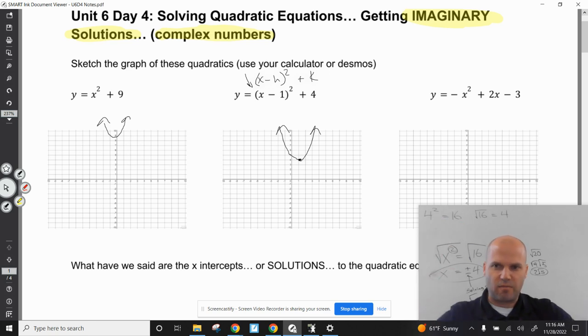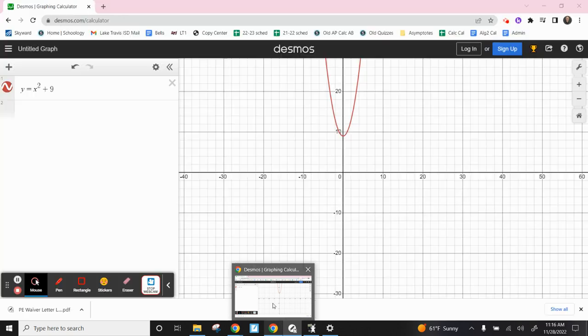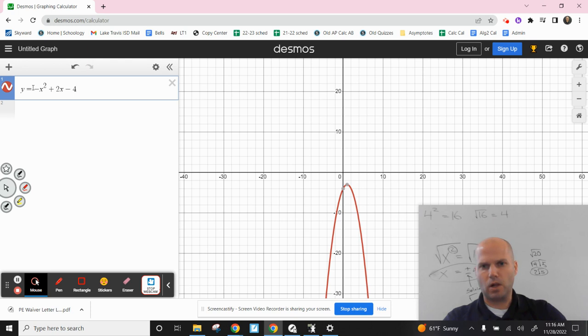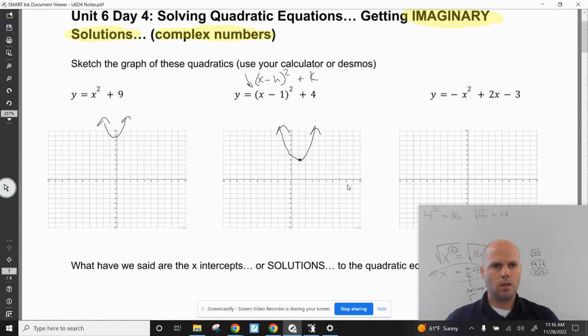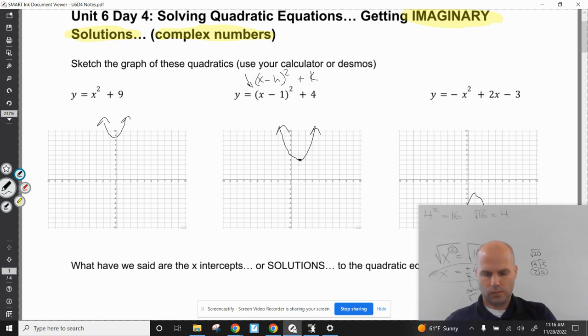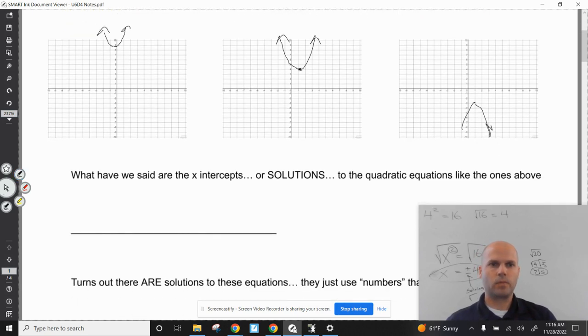I could use negative b over 2a to graph this one, but let's just quickly figure that out. Negative x squared plus 2x minus 3. Everything's below the x-axis. We have a vertex at 1, negative 3. Everything's below the x-axis. And we got that, okay?